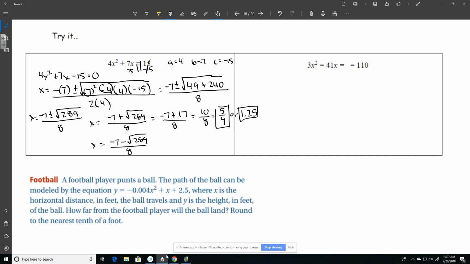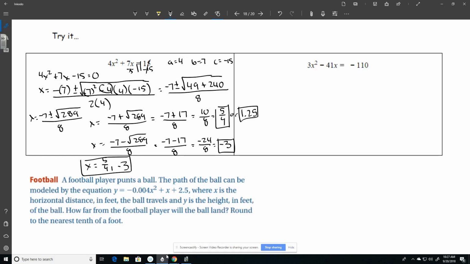The other one I get by solving this. So negative 7 minus 17 divided by 8, because the square root of 289 is 17. Negative 7 minus 17 is negative 24 divided by 8, which is just negative 3. So my solutions are 5/4 and negative 3. X equals 5/4, X equals negative 3.